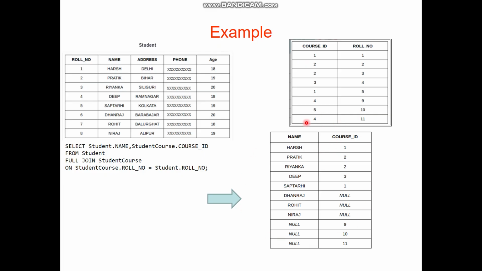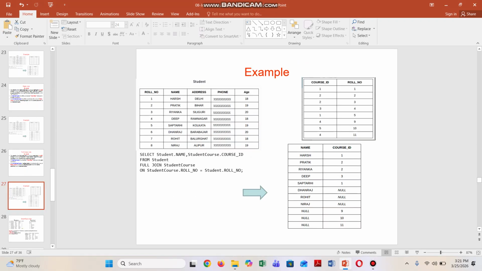So inner join will contain records only of the matched columns. Natural join will only contain records from the matching columns, and outer join will contain records from all the tables even if they are unmatched. So if it is left, it will keep the records of the left table. If it is right outer join, it will keep the records of the right table. And if it is full outer join, it will keep the records of both the tables. So this is basically both the joins, inner and outer join.